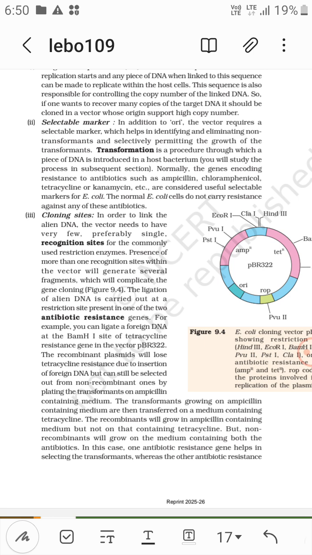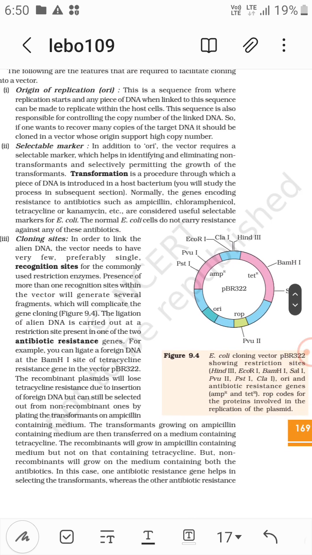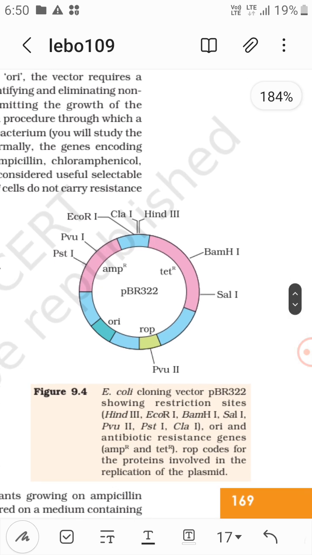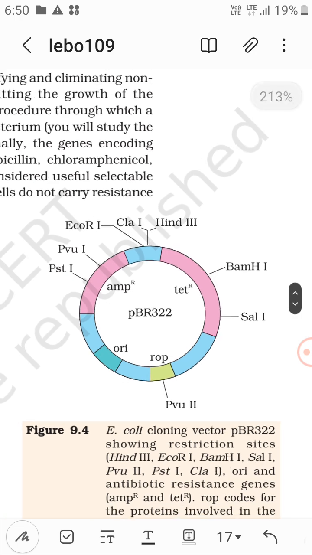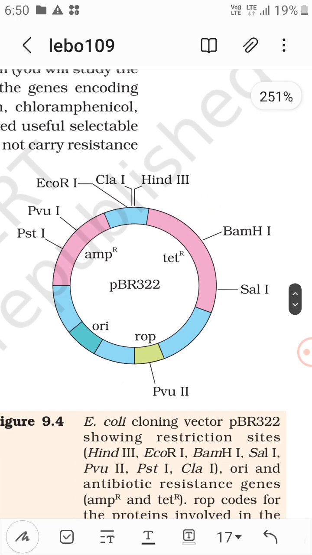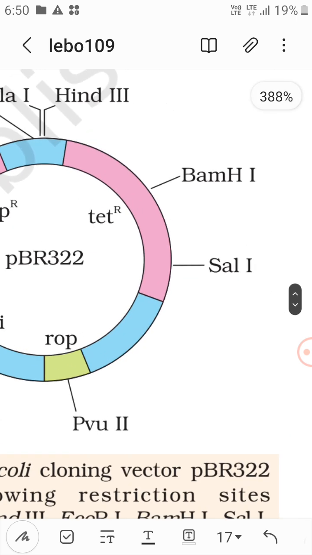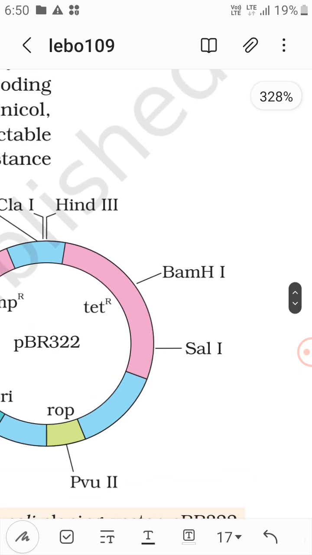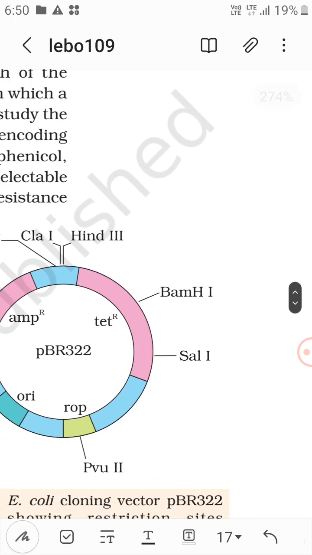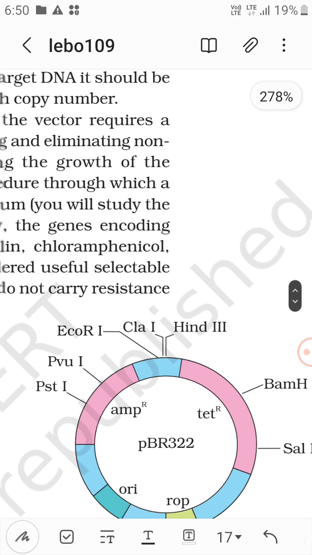For example, you can ligate a foreign DNA at the BamHI site of the tetracycline resistance gene in the vector pBR322. As you can see, now we study this diagram. Starting with EcoRI, then PvuI, then PstI. It has the ampicillin and tetracycline resistance genes. Then ori, then rop. PvuI and PstI are at the ampicillin resistance gene, then ori, then rop, then PvuII, then SalI, then BamHI. These are the restriction sites at the tetracycline resistance gene, and then this is HindIII, and then ClaI.